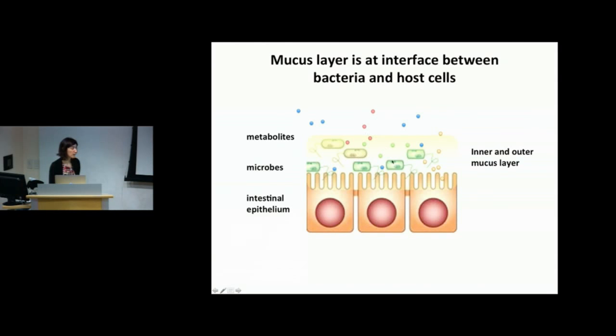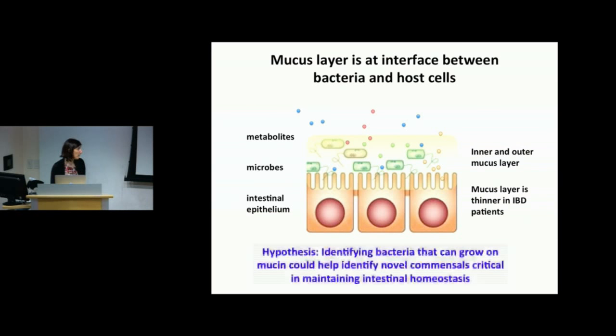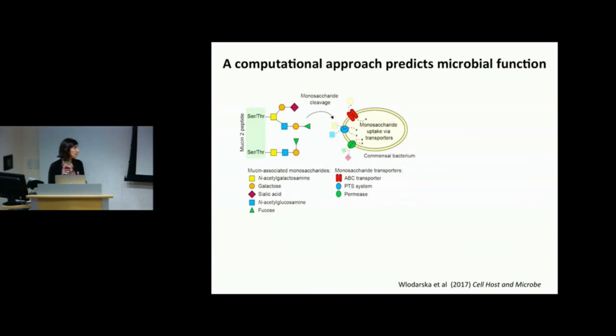And there are molecules present there that are produced either by the bacteria, some are produced by the host, some are coming from food that we eat. There are a lot of different molecules present in the environment. So we know that in IBD, the mucus layer is thinner, and we hypothesized that identifying bacteria that can grow on mucin, so that can break down those sugars and consume them, might enable us to identify commensals that are important for gut homeostasis. And so we looked at, here's the mucin peptide, here are all the different sugars in different shapes shown here. We made a list of genes that were responsible for cleaving these sugars off of the mucin, and we also made a list of genes that were responsible for taking those sugars up. So they need to be transported inside the cell for them to be used.